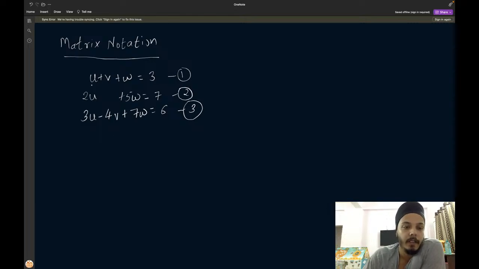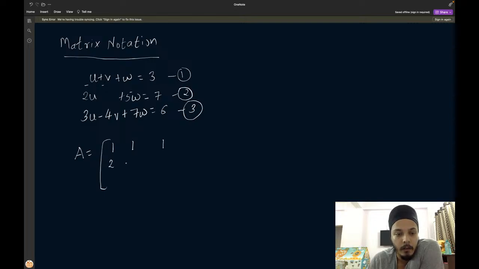Now here we have 9 coefficients. These are the coefficients of the variables. So here in total we have 9 coefficients. This is 1, 1, 1, 2, 0, 5, 3, minus 4, 7. So what we do is that we write our 9 coefficients in the form of the matrix. Let us call that matrix A. So this will be 1, 1, 1, 2, 0, 5, 3, minus 4, and then 7.